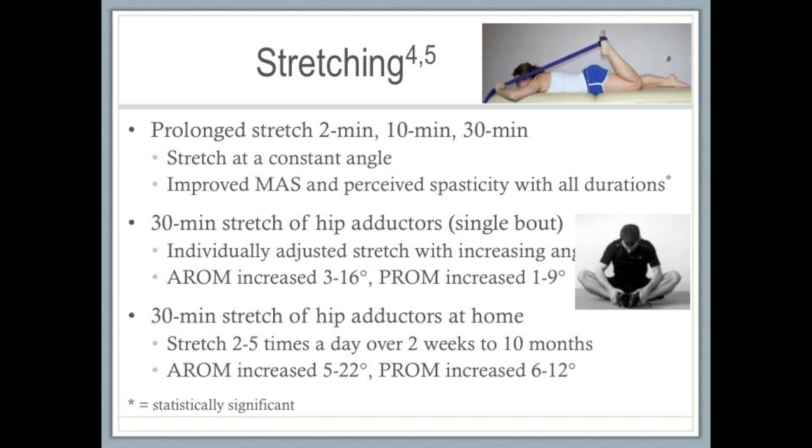Patients with spasticity should be encouraged to stretch regularly. Stretches are typically held for a minimum of 30 seconds and are ideally performed on a daily basis. Research on subjects with MS found that quadriceps stretching for 2 minutes, 10 minutes, or 30 minutes at a time is beneficial to reduce spasticity as well as increase range of motion. A prolonged stretch of 30 minutes of the hip adductors increased active and passive range of motion after one stretching session. Consistent stretching over several weeks resulted in greater range of motion gains than one single bout of stretching.